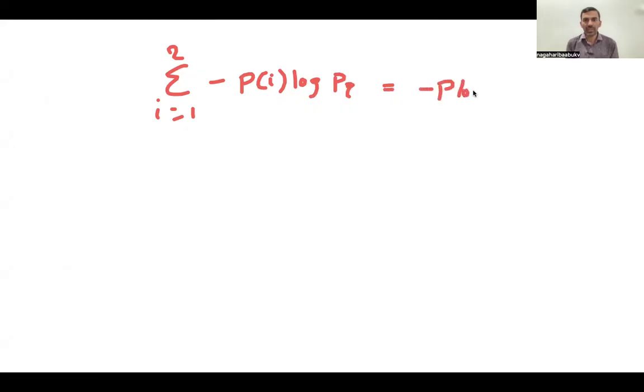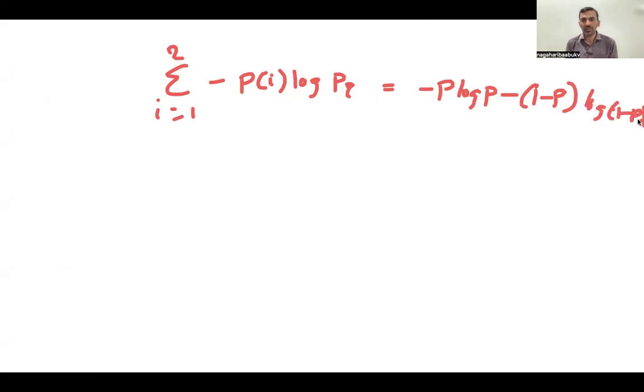The binary entropy formula is sigma i equal to 1 to 2 of minus p of i into log p of i. So it becomes minus, let's say, p into log p. In case of binary entropy, what happens if p is 0.2, the probability of the event not happening is 0.8. In other words, we can say 1 minus p. We know the rule of probabilities, right? The sum of the probabilities is 1.